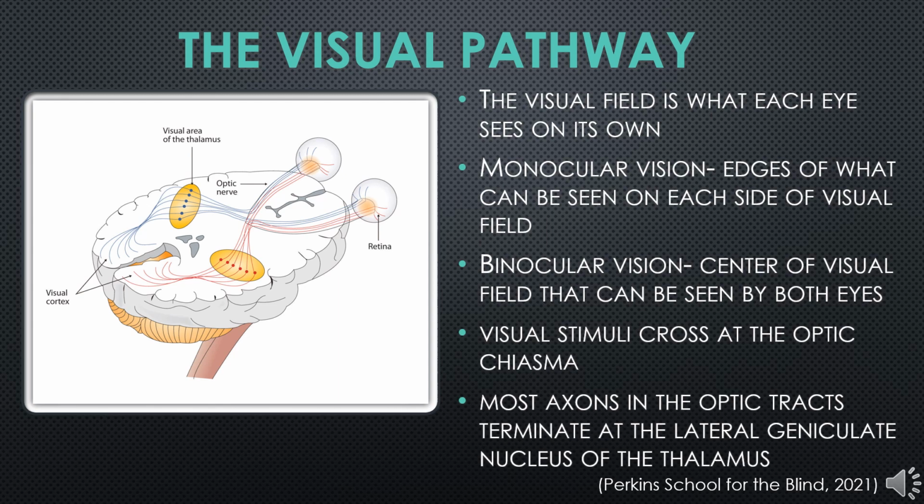For example, all stimuli from the right visual field are processed by the left hemisphere of the brain. After the stimuli pass through the optic chiasma, the retinal ganglion axons are called optic tracts. Most axons in the optic tracts terminate in the lateral geniculate nucleus of the thalamus, and only 10% terminate in other areas of the midbrain. The visual stimuli travel from the thalamus to the primary visual cortex in the medial part of the occipital lobe.